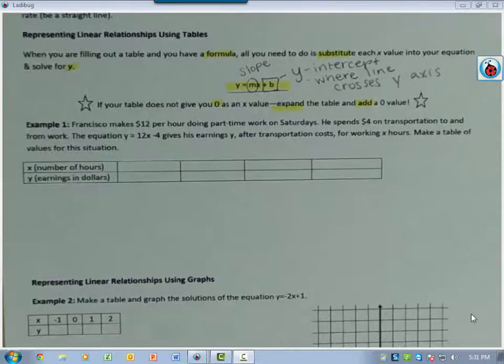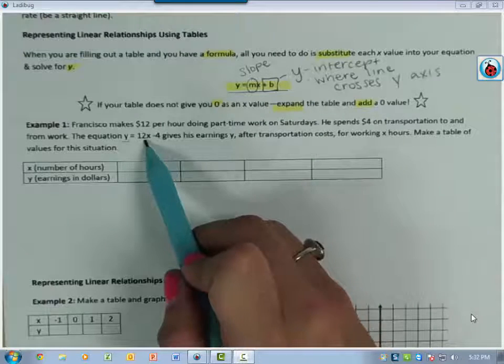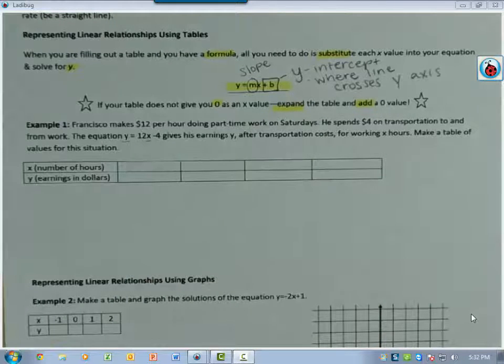Francisco makes $12 per hour doing part-time work on Saturdays. He spends $4 on transportation to and from work. The equation y is equal to 12x minus 4 gives his earnings y, so y represents earnings after transportation costs for working x hours, so x is our hours. Make a table of values for this situation.